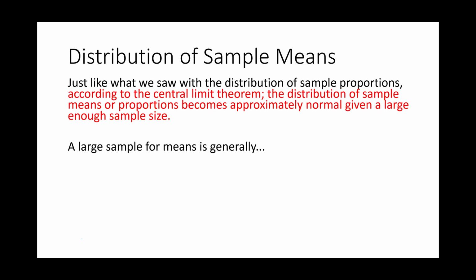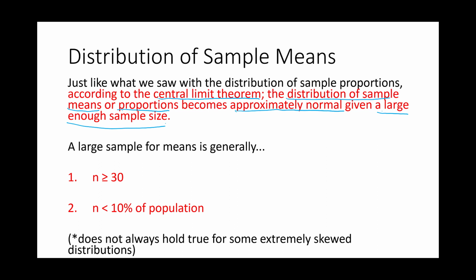In order to estimate our population mean effectively, we're going to need our central limit theorem to hold. And our central limit theorem says, hey, if we're looking at the distribution of sample means or proportions, it's going to become approximately normal given a large enough sample size. Now, we had certain conditions for sample proportions that needed to be met in order for that distribution to become approximately normal. For means, we need slightly different sample size conditions.